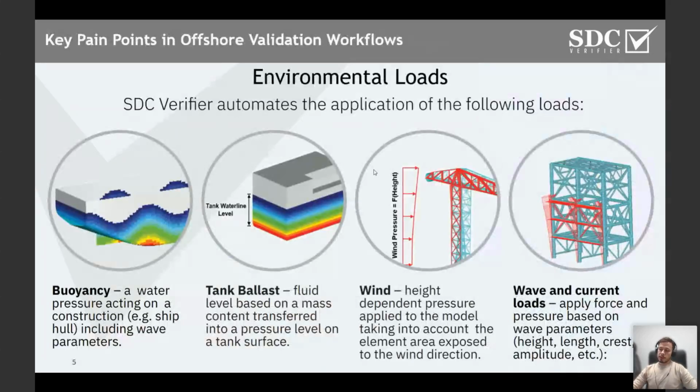If we go into depth into all of those pain points which I mentioned, first of all would be environmental loads. We have different types of environmental loads, such as buoyancy, so our water pressure acting on a structure, for example, for floating structures, floating platforms, ship hulls, and so on. Then tank water levels, so tank ballast, which is basically the fluid level based on the mass, which is transferred into pressure onto the surfaces which we model.